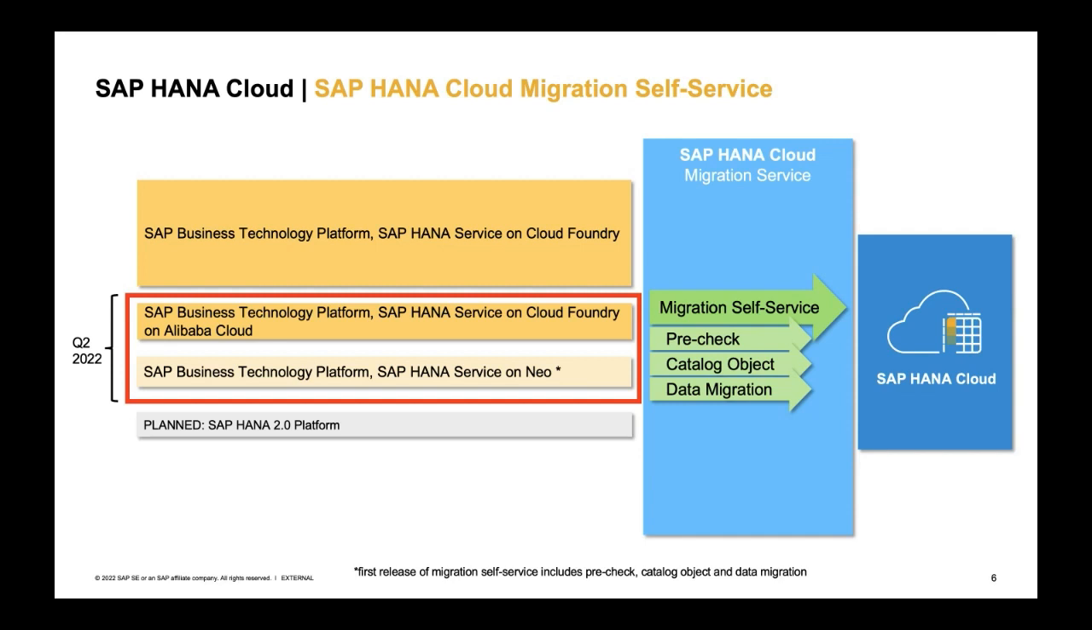So the key capabilities for Ali Cloud are the same as Cloud Foundry, and those are the pre-migration checker, catalog object, and the data migration. So yeah, we'll talk about each of them shortly.